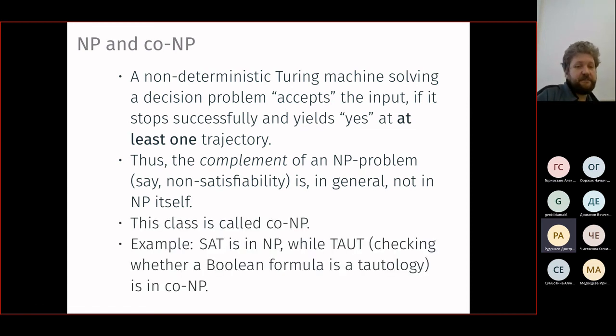And there is a classical example in the dual NP problem, the co-NP problem. It's tautologicity. Checking that a Boolean formula is a tautology is a typical co-NP problem, like SAT is a typical NP problem. Why? Because if your formula is not a tautology, that can be easily validated by showing a falsifying assignment, right? But if the formula is a tautology, we don't know how to put it into the NP class.